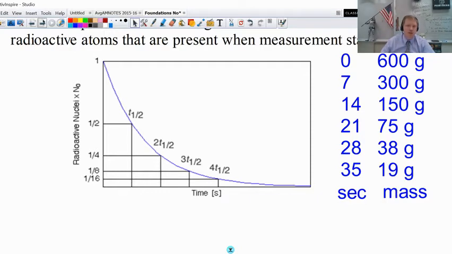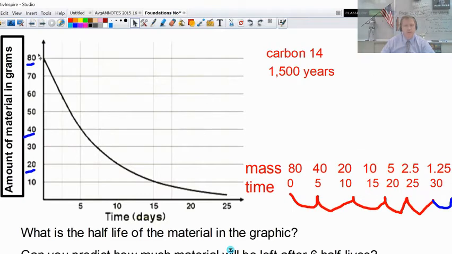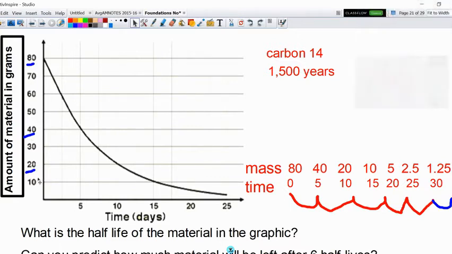In our chart on page 41, which here it is right here, we see the mass is starting at 80. Half of 80 is 40. Half of 40 is 20. Half of 20 is 10. Half of 10 is 5. Half of 5 is 2.5. Half of 2.5 is 1.25. You just keep dividing by 2.